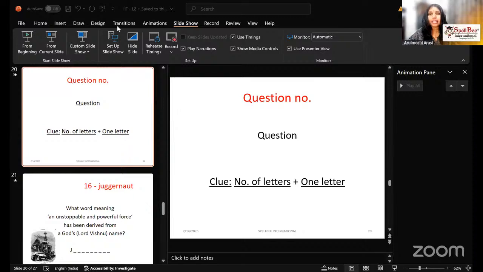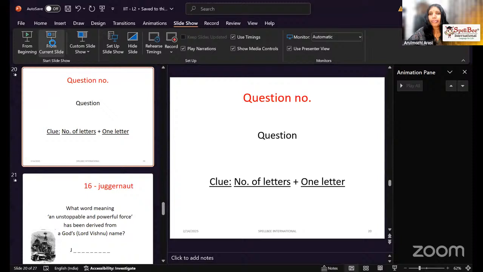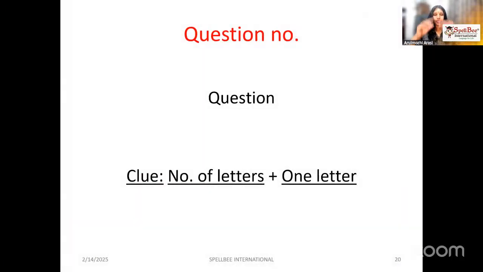So for this quiz, you're going to find out with the help of the visual, with the help of the picture, and with the help of these two clues. The number of letters will be mentioned with the help of dashes, and one letter will already be there on the dash. Okay, so you have three clues to find the word. Are you ready? Can you crack this?